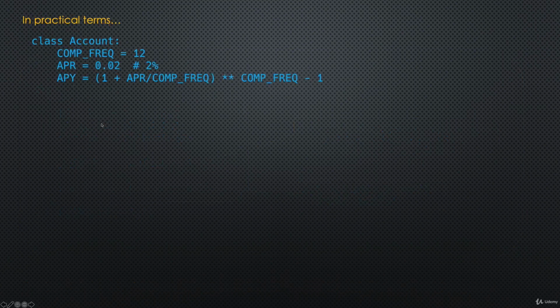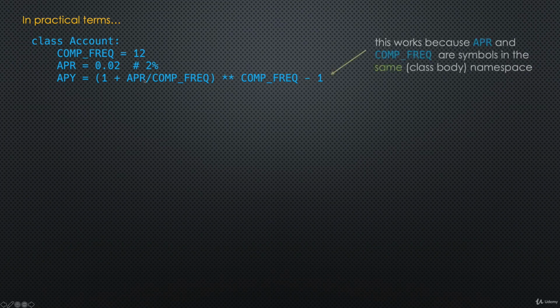So what does that mean in practical terms? Well, let's say we create this account class and we create these class attributes, the compound interest frequency, an annual percentage rate, and the annual percentage yield. Now, you can see this APY is referencing APR and comp frequency. It's in the same scope as the class body. So this APR over here really means this symbol over here. Python understands that because all these are symbols in the same namespace, right? They're all in the same scope.